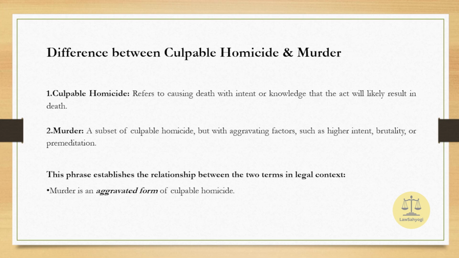Here, to constitute culpable homicide, intention is necessary, knowledge has to be there, but in murder this intent and knowledge has to be in an aggravated form. The brutality has to be higher, the intensity has to be higher, and there has to be a premeditation which is completely absent in cases of culpable homicide. So we can say that murder is an aggravated form of culpable homicide.